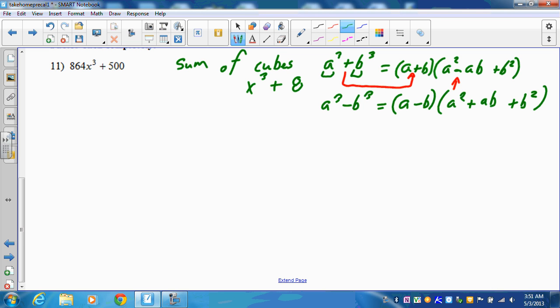So is this a perfect cube? Well, of course, x to the third is x to the third, but is there some number, and let's not use x, let's use n times n times n, that equals 500? Well, I don't see one right away.